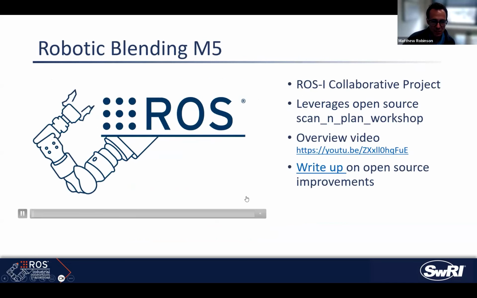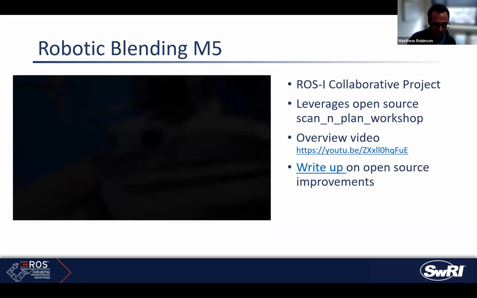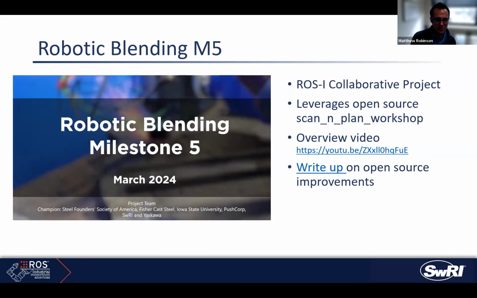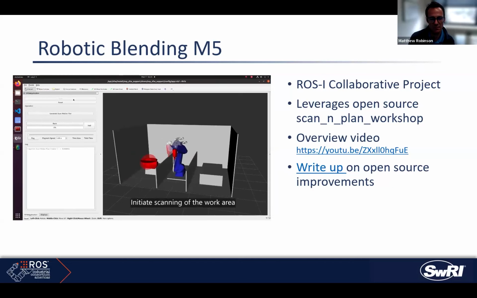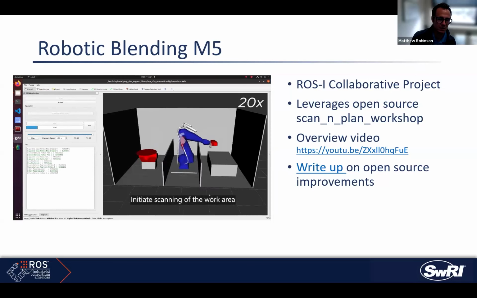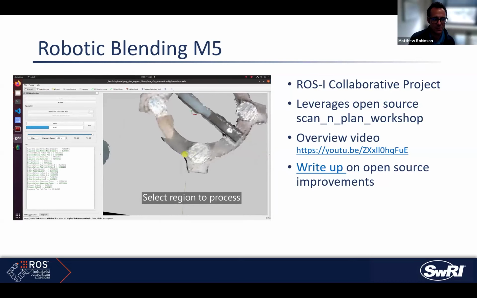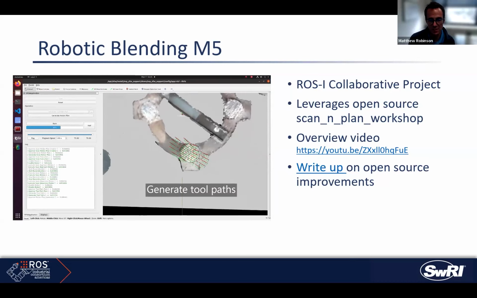We wrapped up last year the robotic blending milestone 5. We've gone over different things that have come out of this program, but in the fall we released this video. It's a mashup of a lot of the stuff that happened. This leverages Scan and Plan Workshop, which we've gone through in developer meetings in the past. So you can go back to those videos, or you can go over to GitHub, the ROS Industrial Consortium organization, Scan and Plan Workshop, and peruse it yourself.